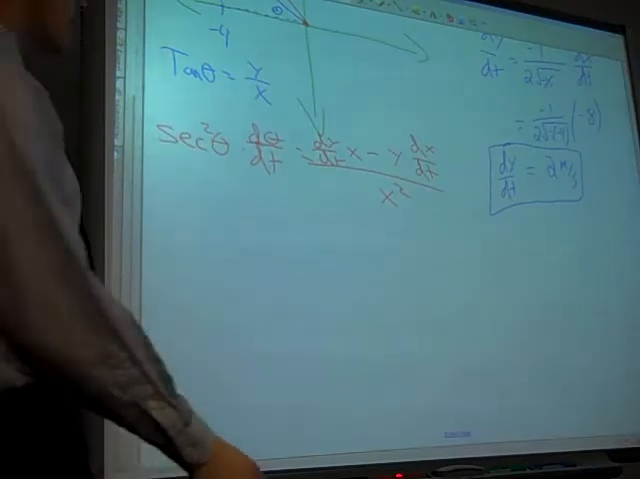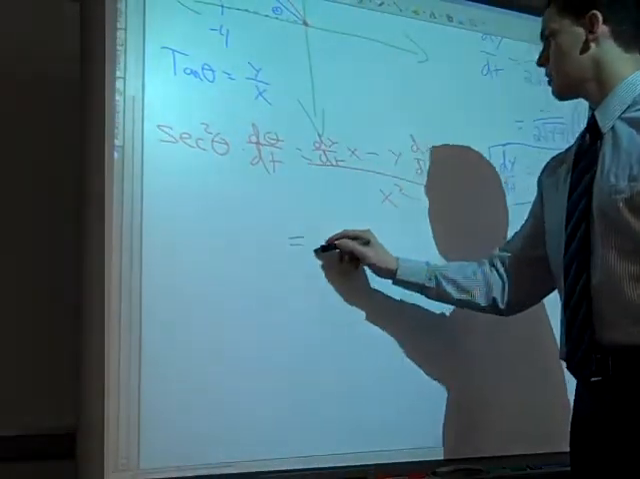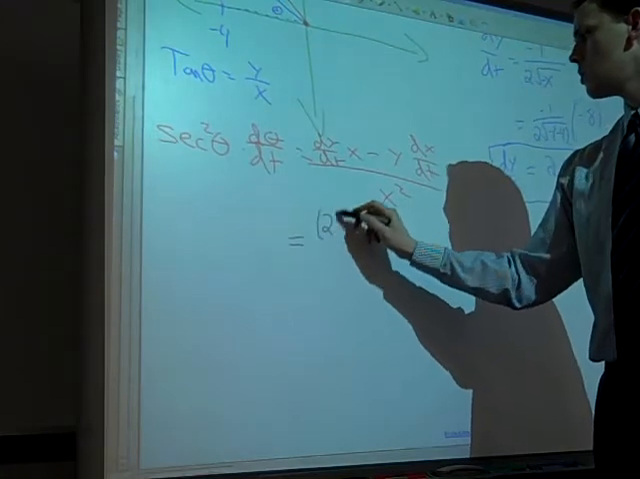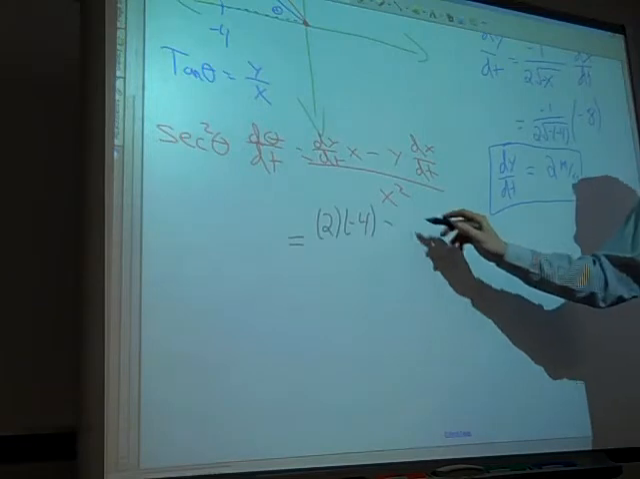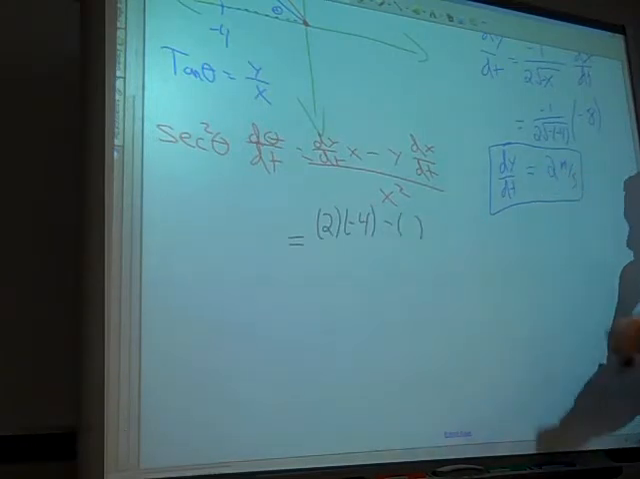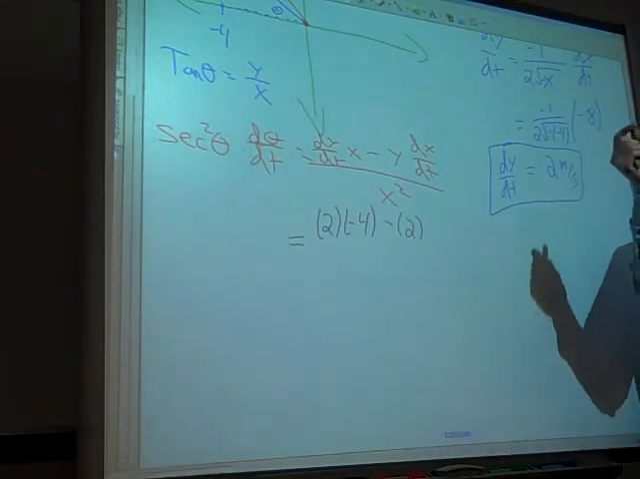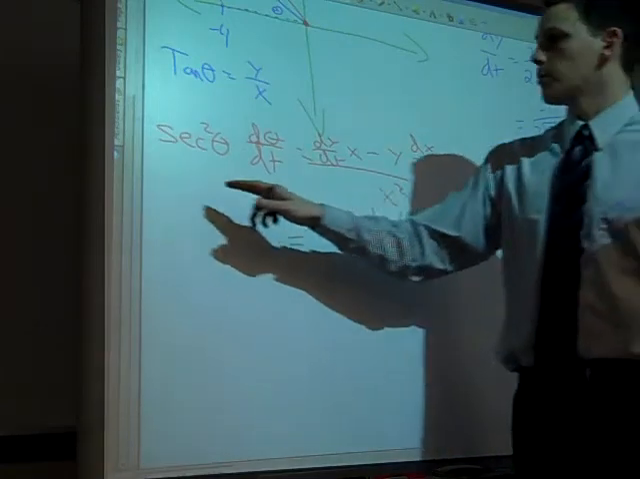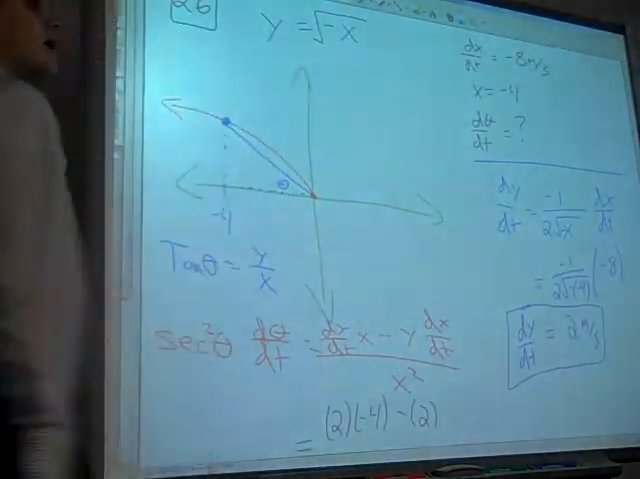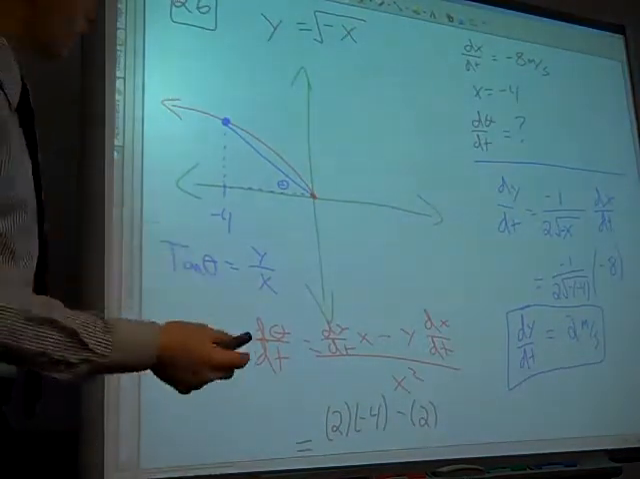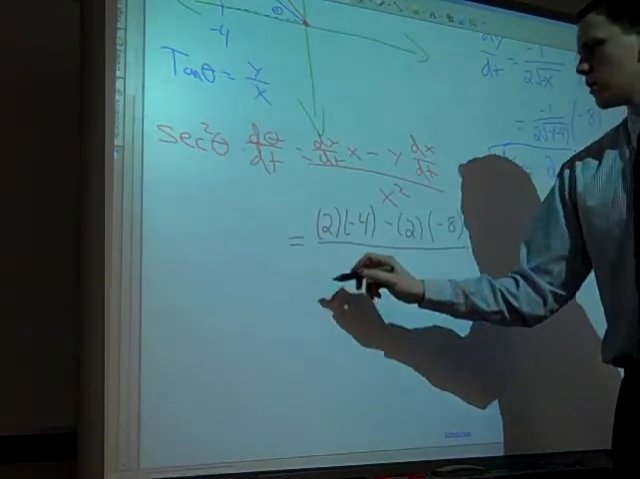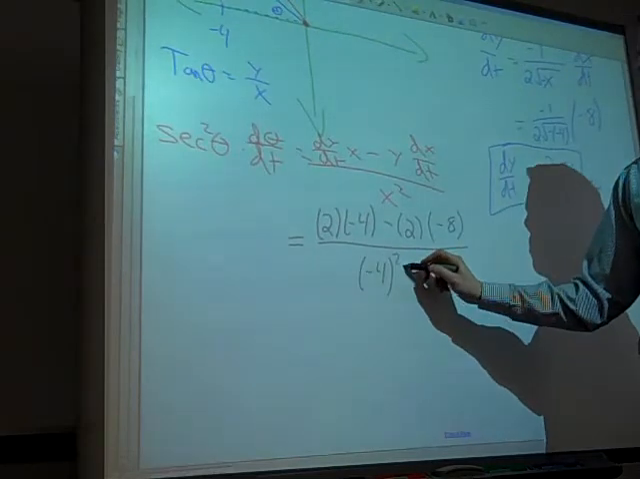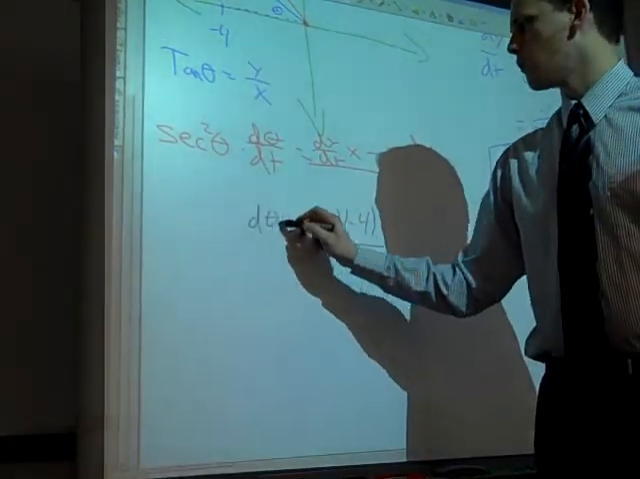All right, let's start plugging things in, starting on the right side. dy/dt was 2. x is -4. What is y? 2. How do you get that? From the original equation. I know x is -4, so I plug -4 into the square root of -x, and you get the square root of 4, which is 2. And dx/dt was -8, all over -4 squared. We're looking for dθ/dt.